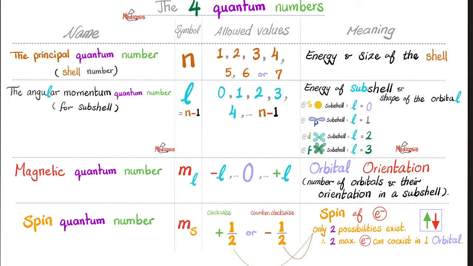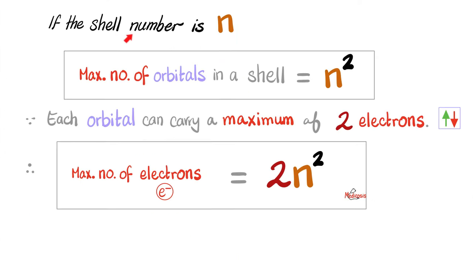Think of a keyboard in front of you that only contains numbers. And I told you that you're only allowed to touch the keyboard twice. How many digits are you going to enter? Answer, 2. If the shell number is n, then the maximum number of orbitals in that shell is n raised to the second power. And since each orbital carries a maximum of 2 electrons, therefore the maximum number of electrons in a shell is 2n squared.